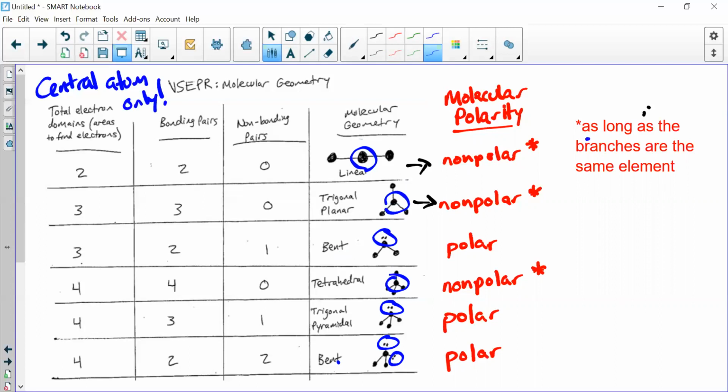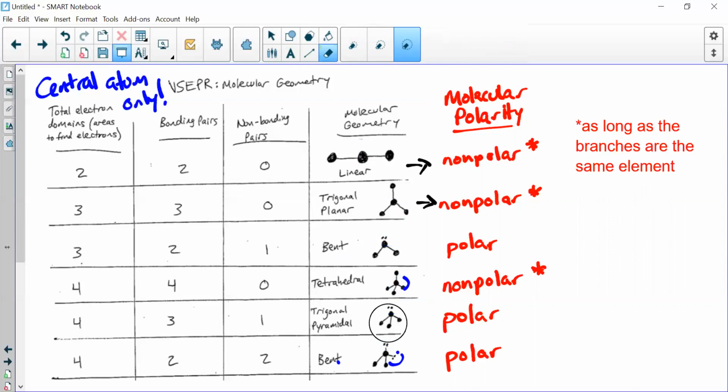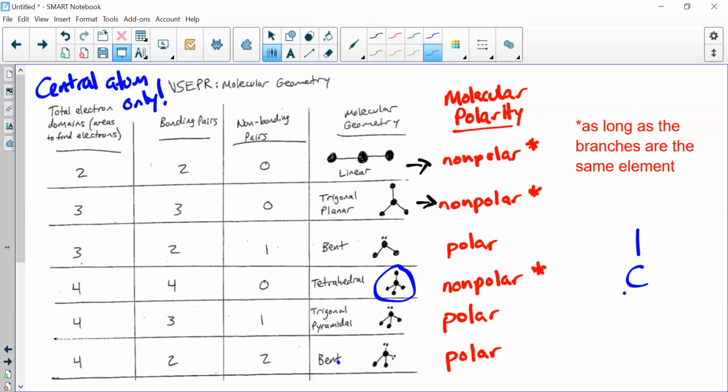As long as the branches are the same element. Now, this term branch is not a chemistry term. I just threw that in there. What I mean is the things coming off of it. So, for example, tetrahedral shape, this one. So if you have a carbon with 4 bromines coming off of it, Br, Br, Br, Br.